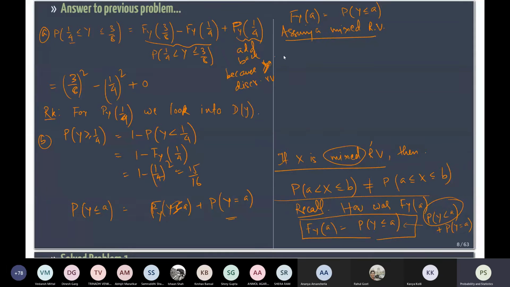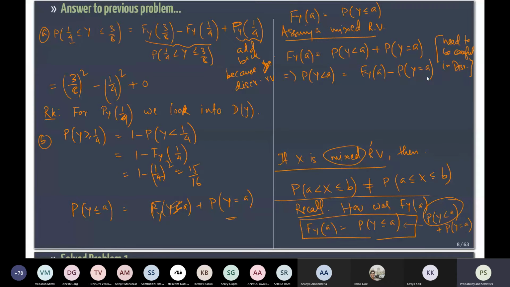So I can write F_Y(a) to be the probability that Y is less than a plus the probability that Y is equal to a. Okay, so we need to be careful in the discrete case. This implies the probability that Y is less than a is F_Y(a) minus the probability that Y is equal to a.